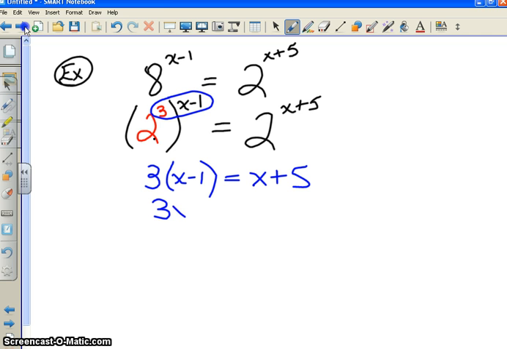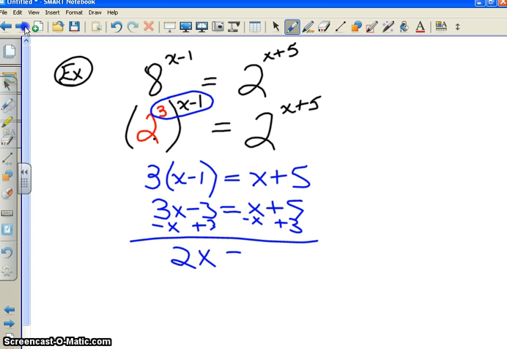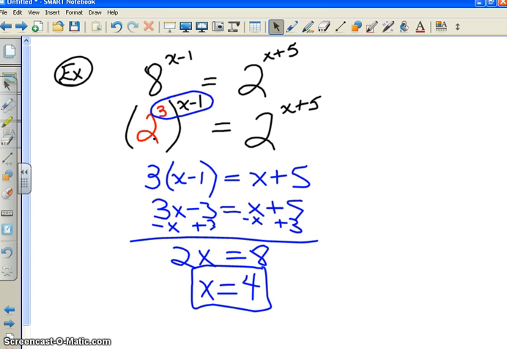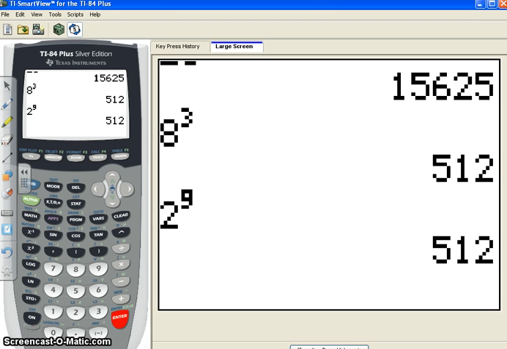And then doing our algebra, minusing x from both sides, adding 3 to both sides, we're going to get 2x equals 8. Which means x equals 4. So when we plug that back in, 8 to the 4 minus 1, or 8 to the 3rd, should equal 2 to the 9th. And there you go, 8 to the 3rd and 2 to the 9th, both equal 512.